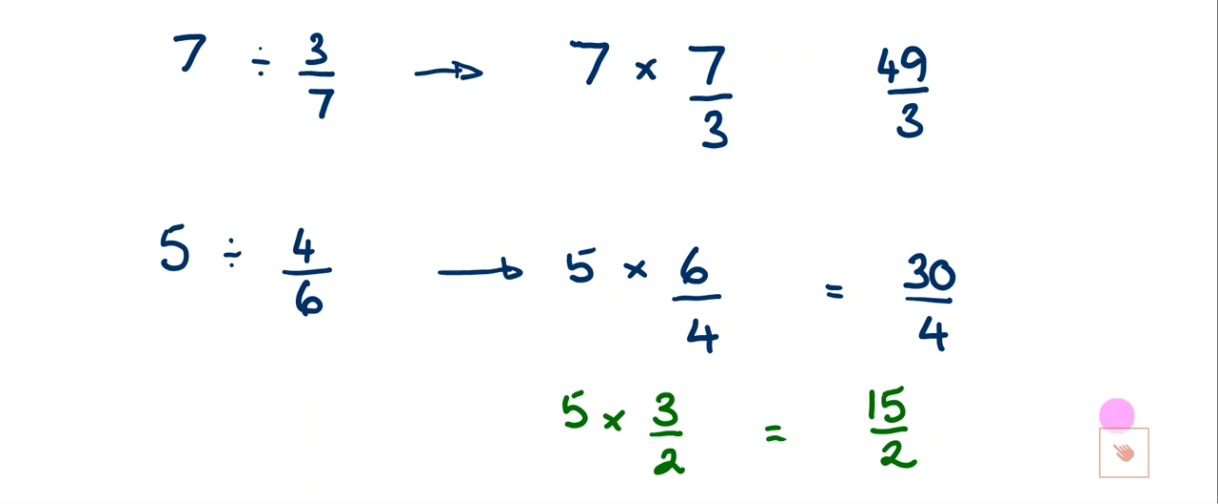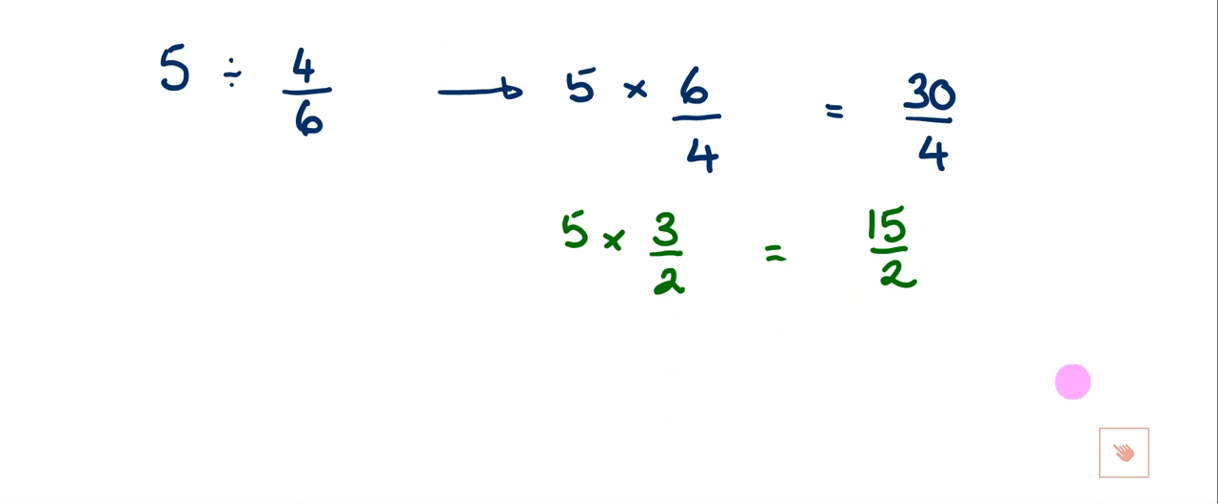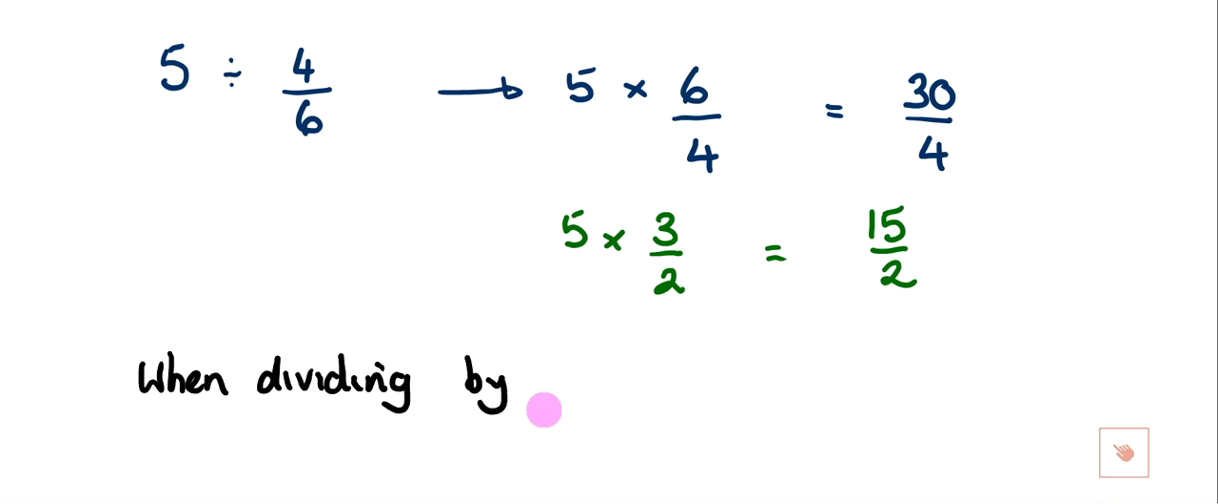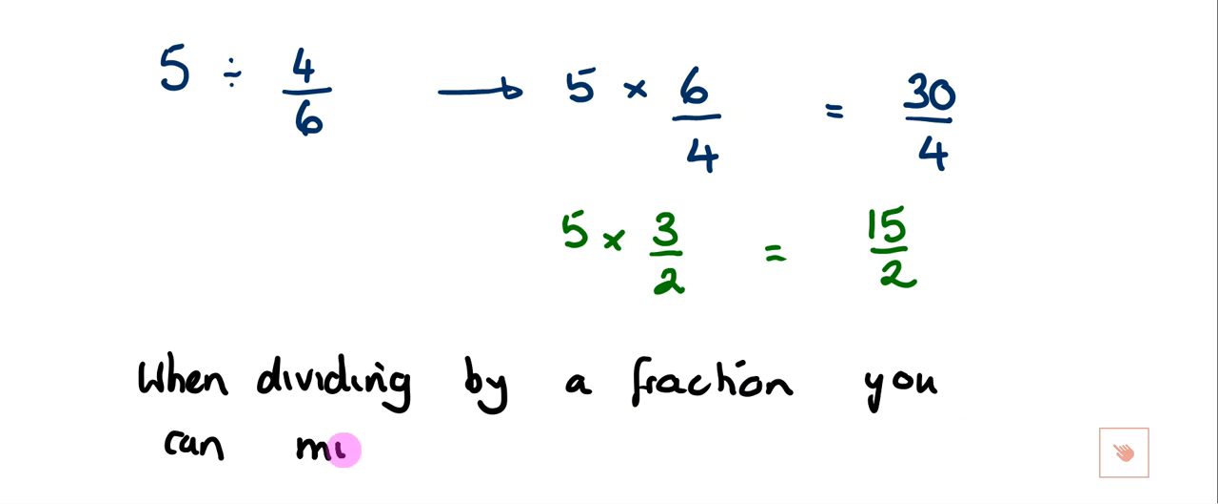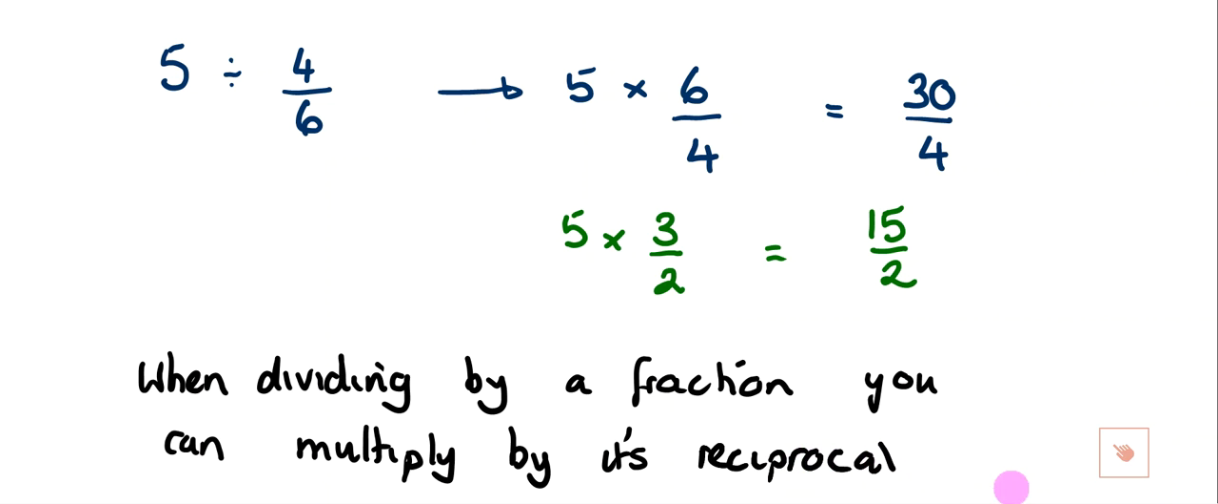Okay. Now let's just write down what we've done. We're now going to generalize this. This is helping with your criterion B stuff. What we did was we did a few examples, we looked at what was happening, and now we've got to generalize. And we've got a bit of vocabulary here, so I'm going to ask for correct vocabulary going forward. So, we say, when dividing by a fraction, you can multiply by its reciprocal instead.